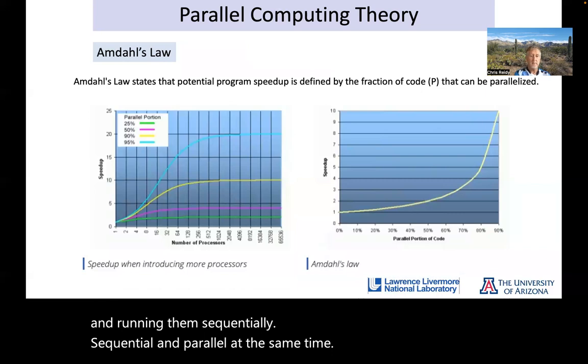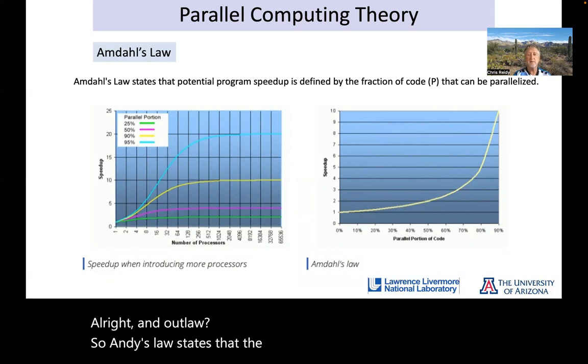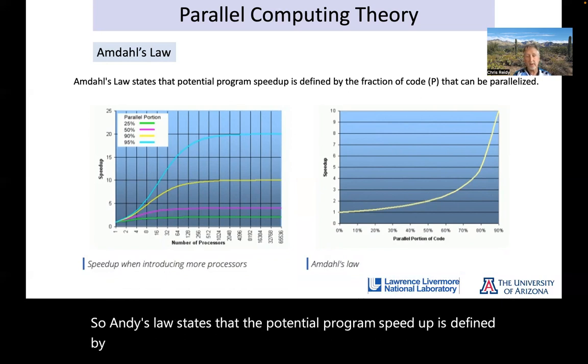All right, Amdahl's law. So Amdahl's law states that the potential program speedup is defined by the fraction of code that can be parallelized.